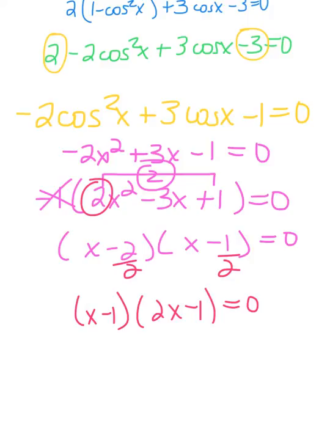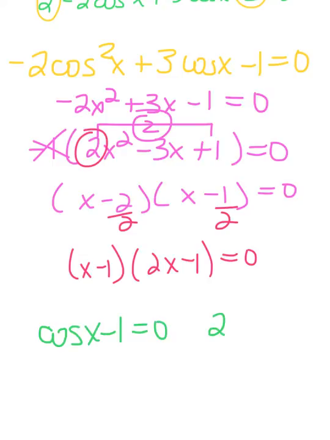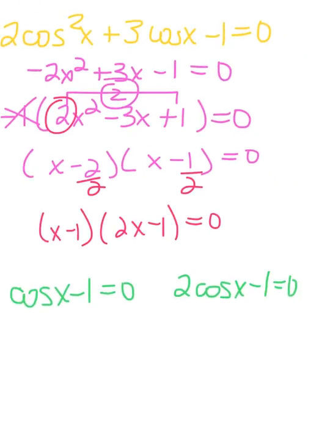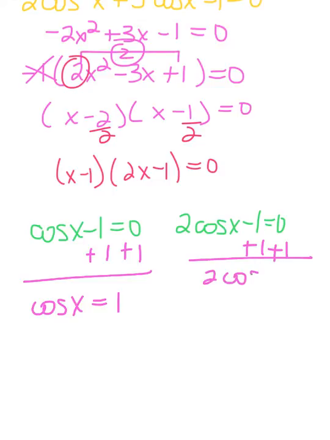Now, we started off with cosines, right? We started to factor. So what am I going to change my x's to? So I'm going to write cosine x minus 1 equals 0. And 2 cosine x minus 1 equals 0. And now we just solve like normal. What do I do to both sides? Add 1. So I'm looking for cosine of x equal to 1. Here, I'm going to add 1, right? 2 cosine x equals 1. Divide by 2. Cosine x equals 1/2.